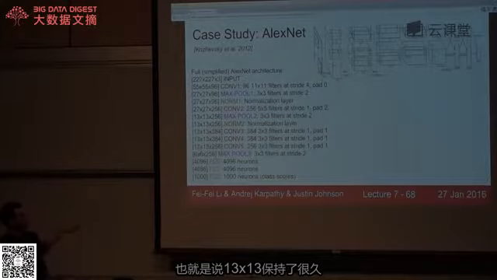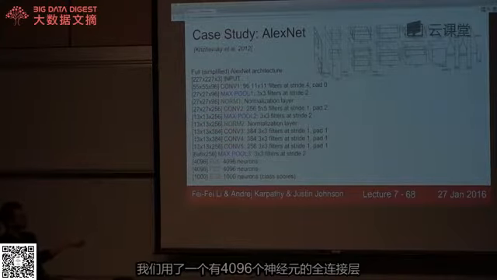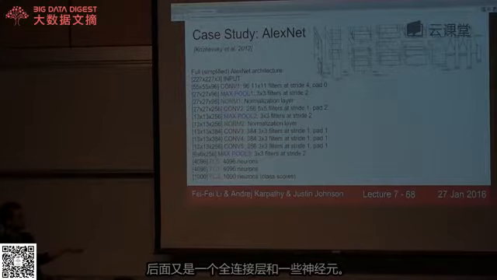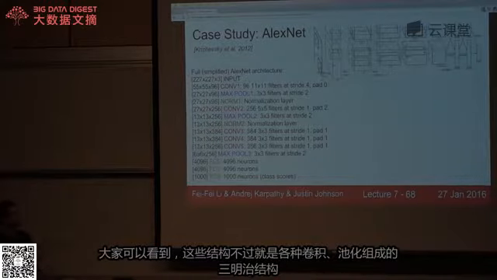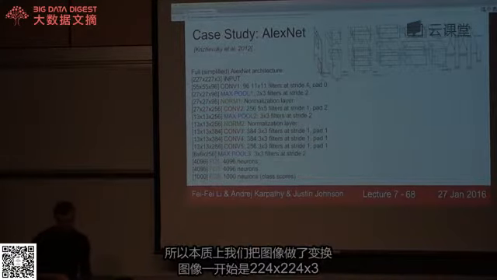So we keep it at 13 by 13 for a long time until a max pool. Then we arrive at a 6 by 6 by 256 volume at the end. And then we put a fully connected layer of 4,096 neurons at that. And then we do one more fully connected layer and the last few neurons. So in general, you'll see as we go through many of these architectures, it's just a sandwich of conv, pool, conv, pool, conv, sometimes pool, and then fully connected at the end, and then you have your scores.